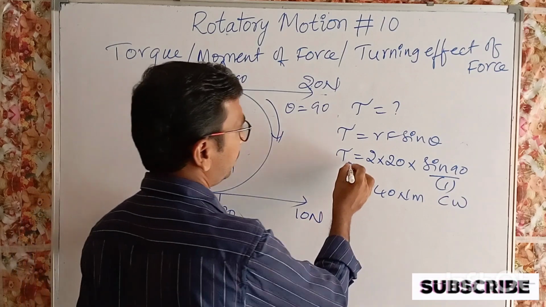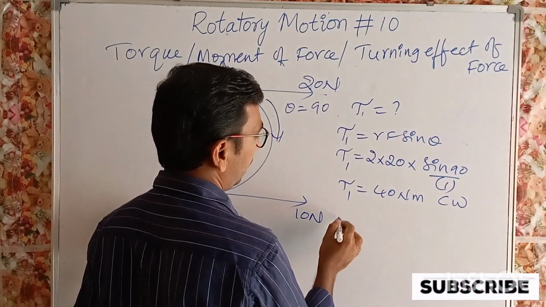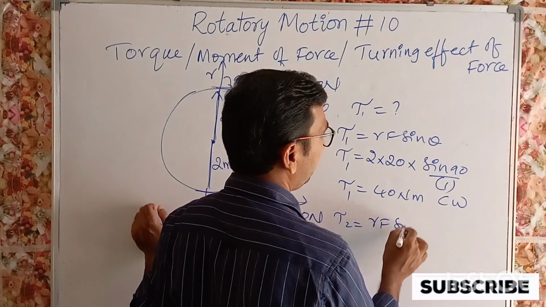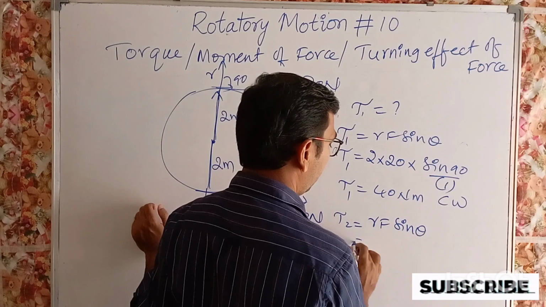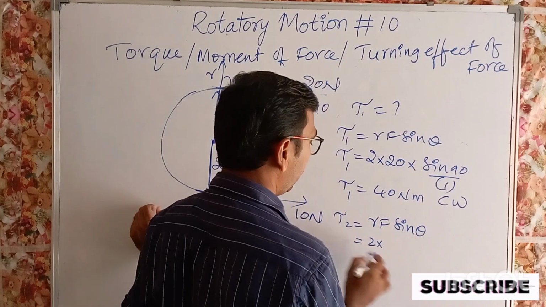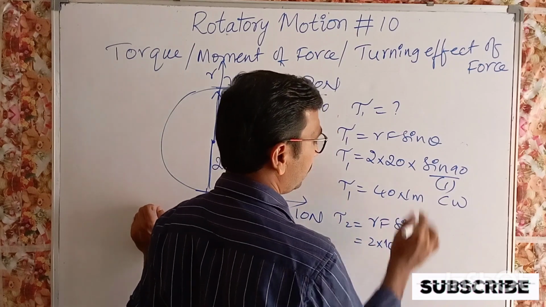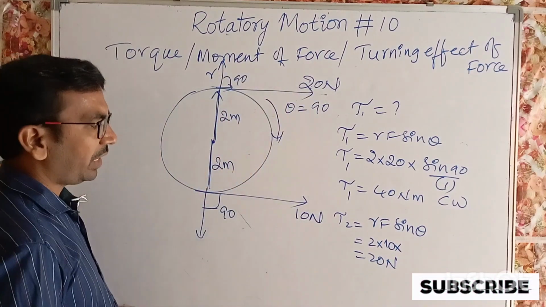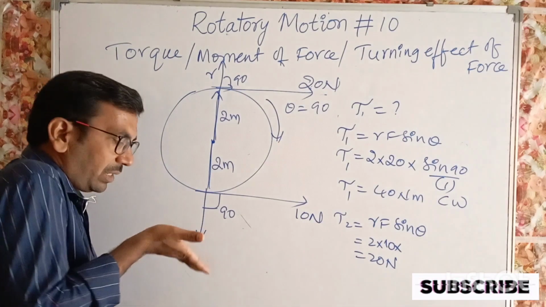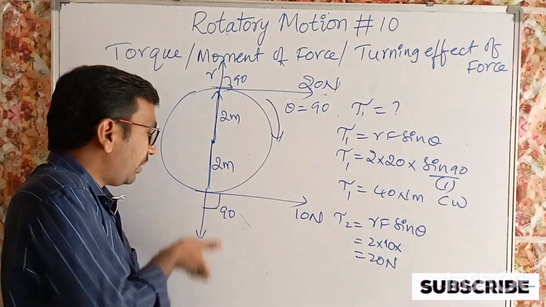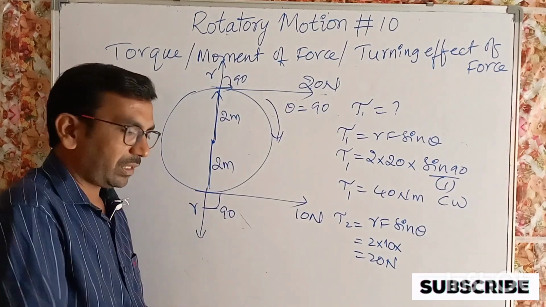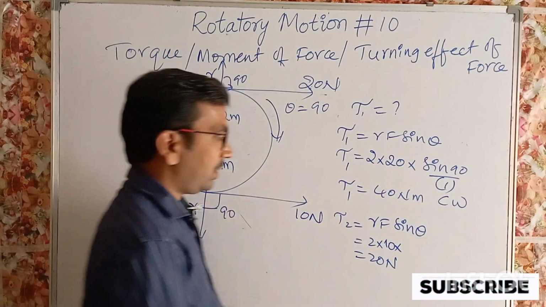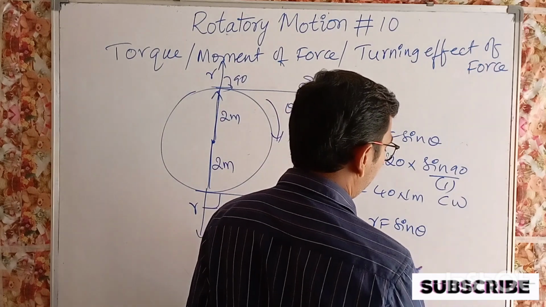I will consider this as torque T1, and torque T2 is equal to the same R F sin theta. So R is 2 meters, the force is 10 newtons, into sin 90 value which is 1, so 20 newton meters. You can find out the direction here. Along the radius vector, place the fingers and curl towards the force. So this is anti-clockwise sense, ACW.